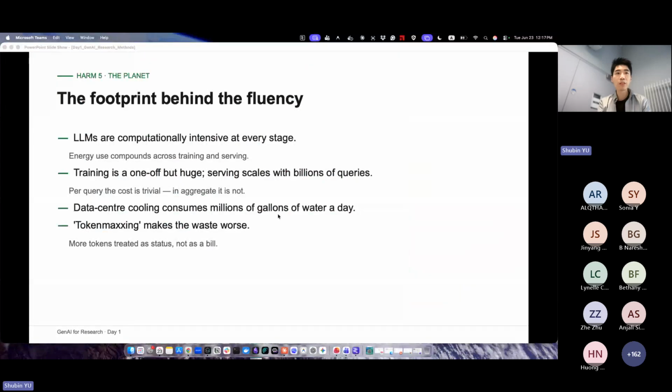Okay, great. Thank you. Then let's continue with what we have left from this morning. We were talking about the footprint, right? We know large language models are computationally intensive. So together with my PhD student, we did a study, and it's a qualitative study.